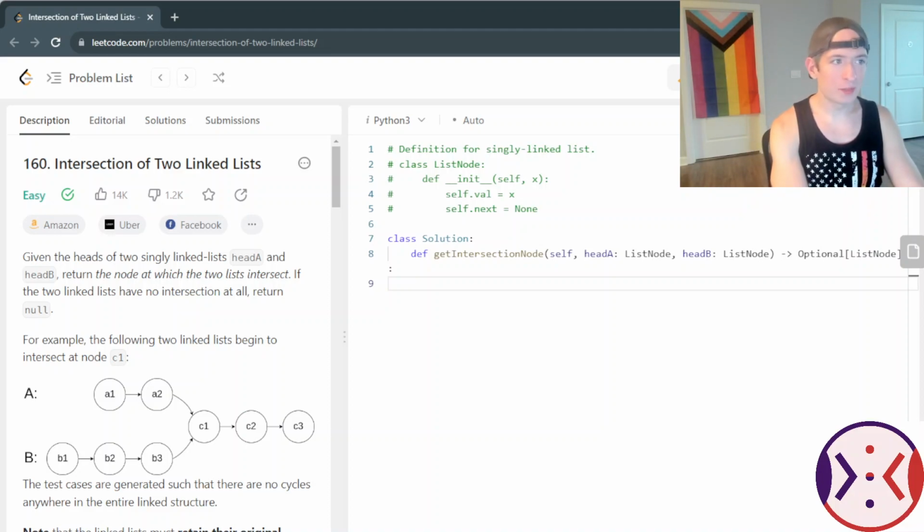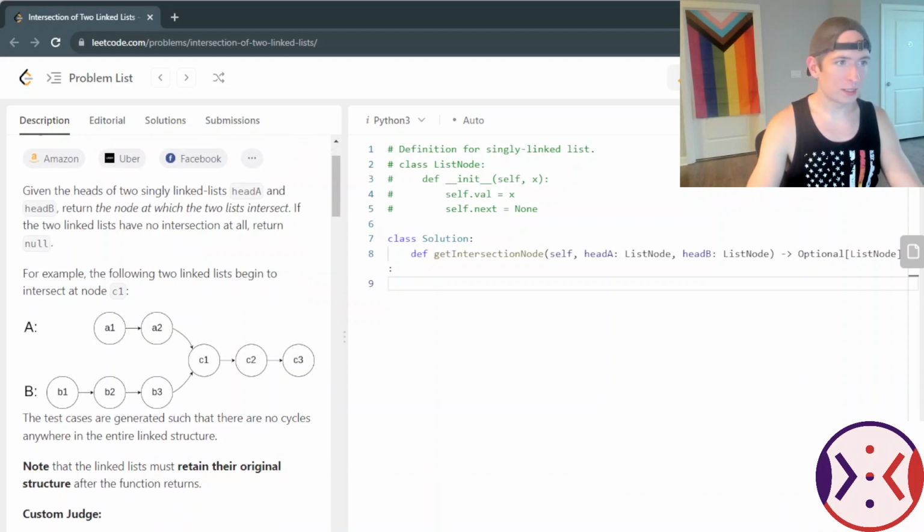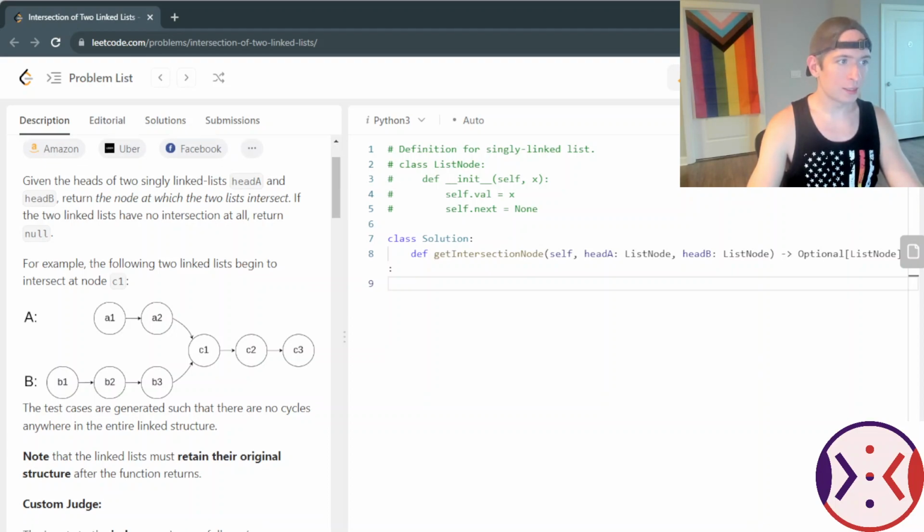I'm Victoria. Today we're going to solve Leetcode problem 160, intersection of two linked lists. So let's see, given the heads of two singly linked lists, head A and head B, return the node at which the two lists intersect. If the two linked lists have no intersection at all, return null.